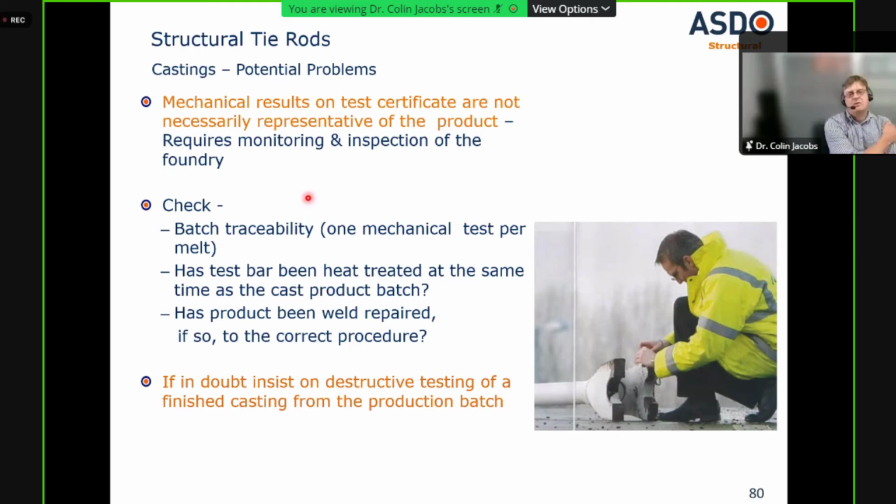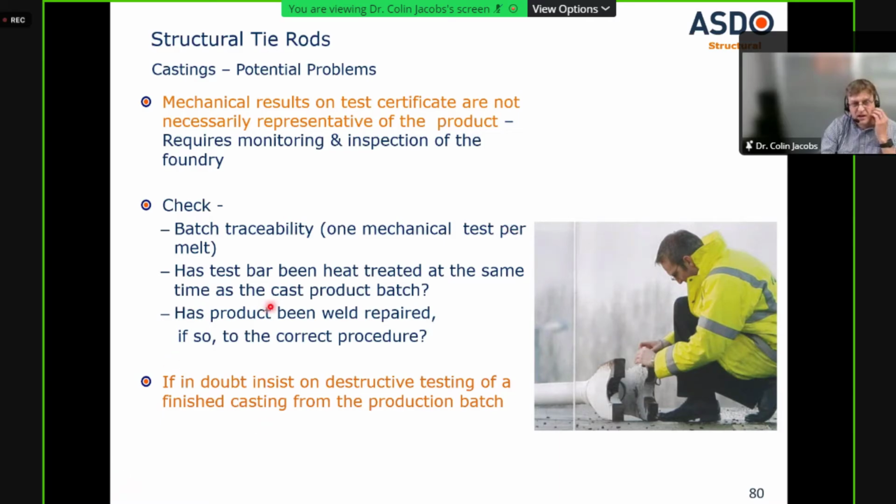So these are some of the potential problems that can happen with castings. We see sometimes that the results you get on the test certificate do not represent the products. They do represent the test bar, but not the products. So really, as engineers, you need to put systems in place so that you can check the batch traceability. There should be 1 test bar per melt for castings. Typically, depending on the size, say an M100 casting, you would get 6 or 7 castings from 1 melt. So per 6 or 7 castings, you should have 1 test bar result.